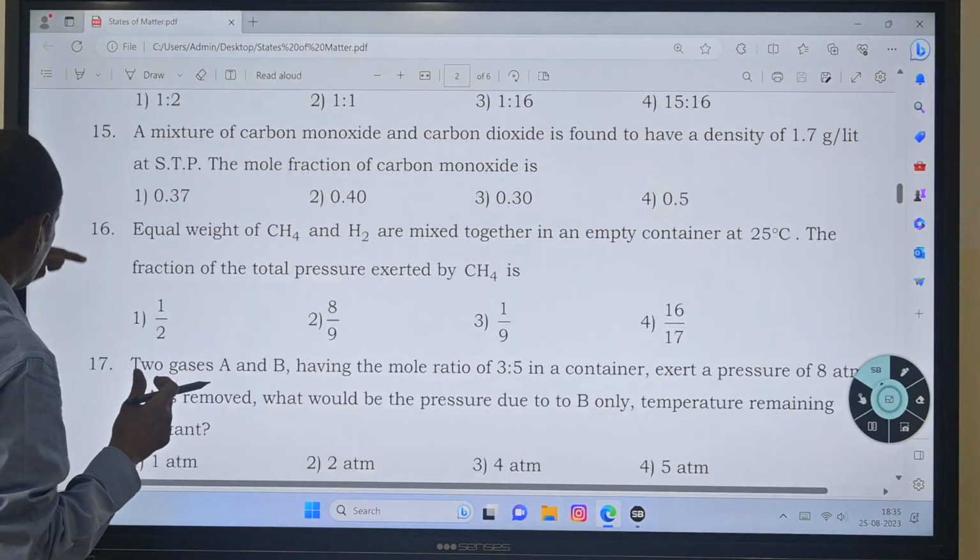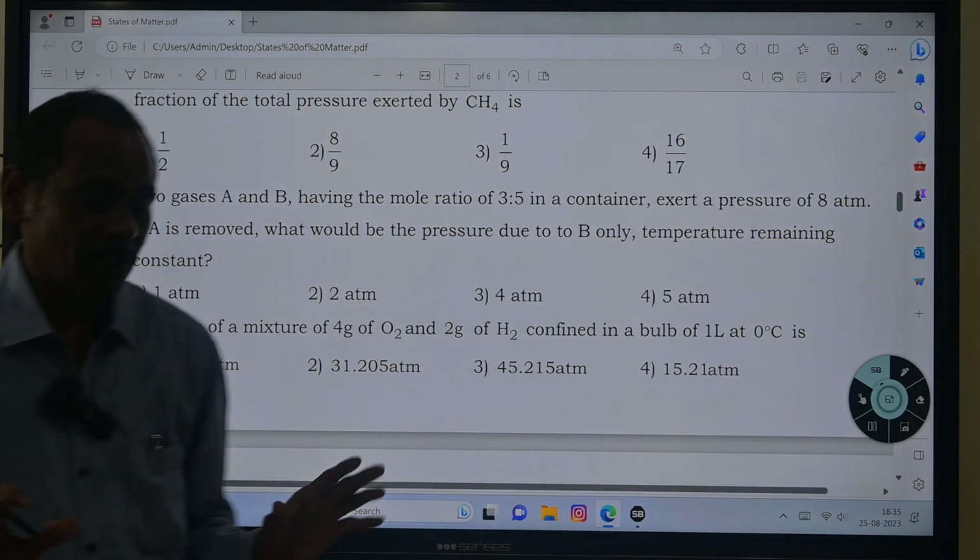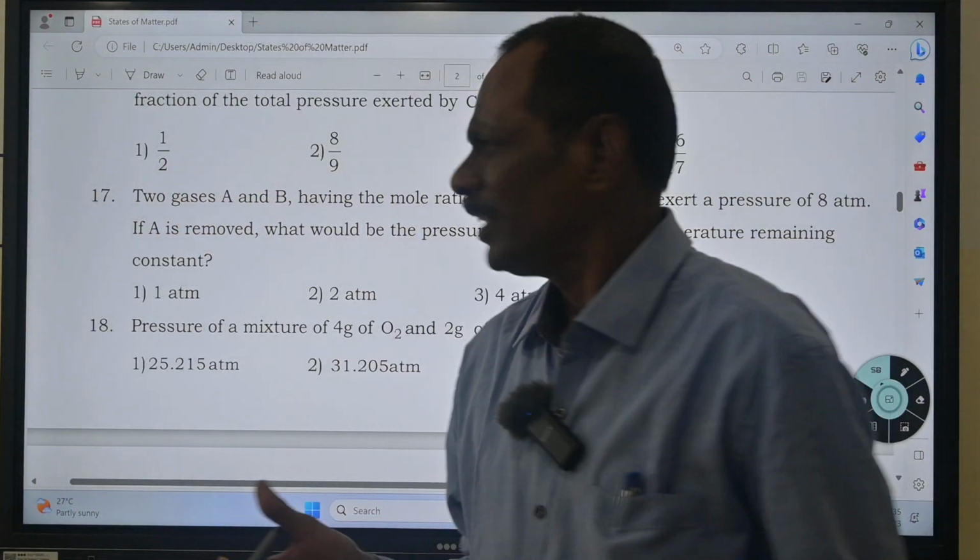And coming to question number 17. It is somewhat different question, not difficult.